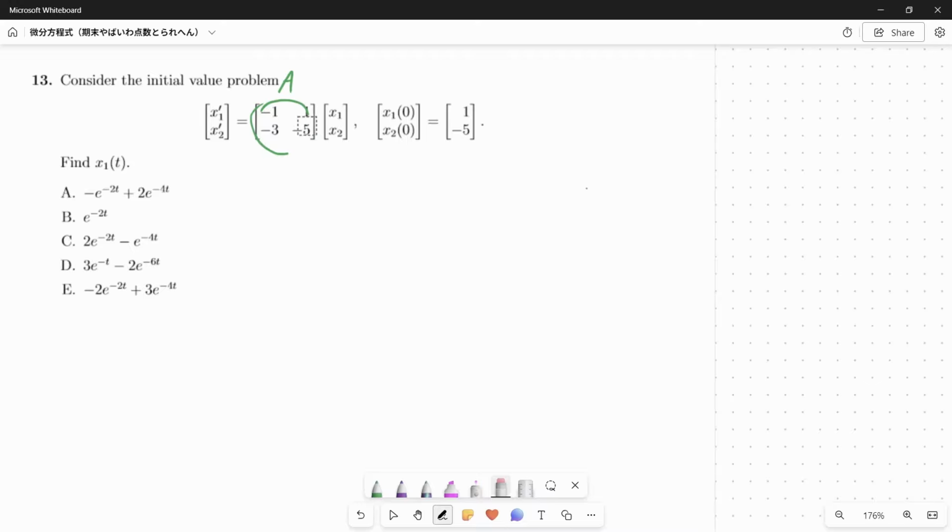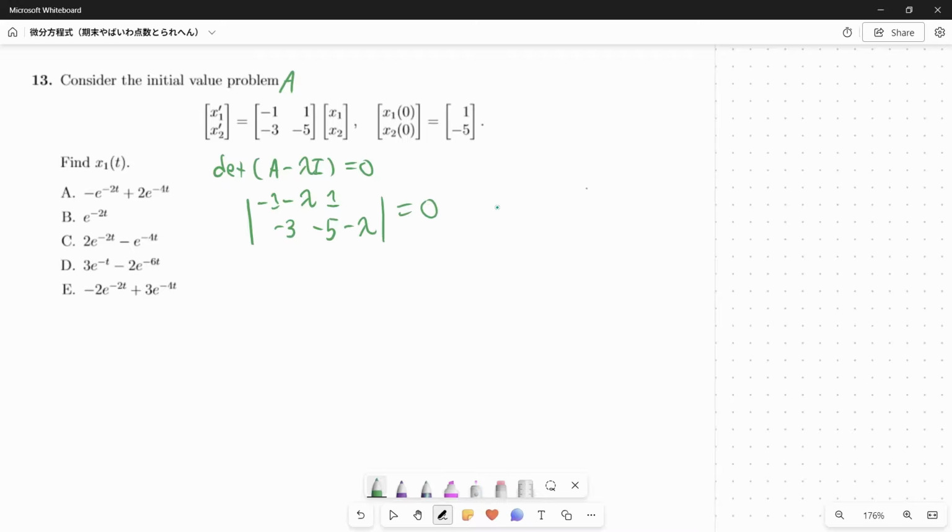In order to do that, recall that to find an eigenvalue, you have to set the determinant of A minus lambda I equal to 0, where A is the matrix given to us here, and then minus lambda I, that's going to be your identity matrix that looks like this. So plugging in your values, you should end up with a determinant that looks like -1 minus lambda, 1, -3, and -5 minus lambda, and set that equal to 0.